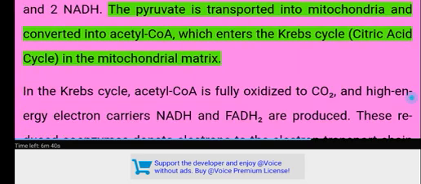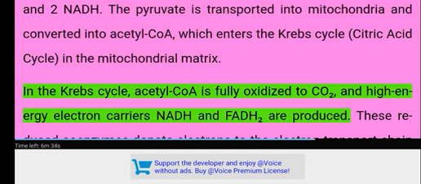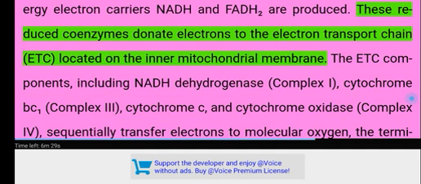The pyruvate is transported into mitochondria and converted into acetyl-CoA, which enters the Krebs cycle, the citric acid cycle, in the mitochondrial matrix. In the Krebs cycle, acetyl-CoA is fully oxidized to CO2, and high-energy electron carriers NADH and FADH2 are produced. These reduced coenzymes donate electrons to the electron transport chain, ETC, located on the inner mitochondrial membrane.